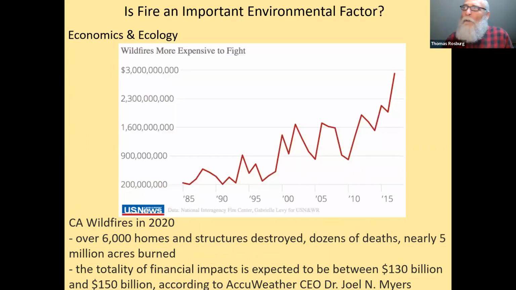The first part of this is looking at the first question, really about the importance of fire as an environmental factor. I'm talking about broadly the environment. We're going to focus, of course, on natural environments, but we can even think a little bit about human environments too. And this slide is meant to convey that with the amount of cost that continues to go up year after year.